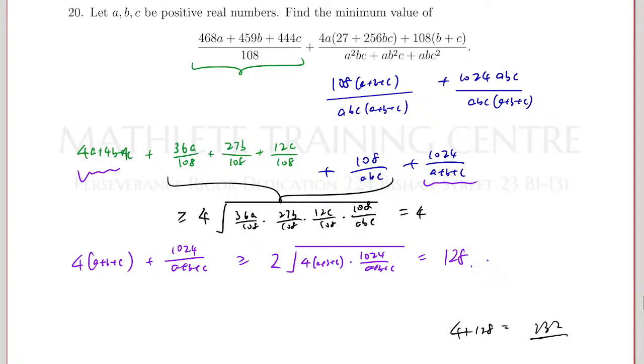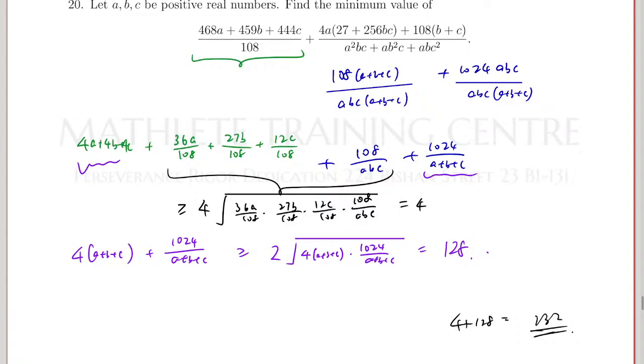Now, of course, if you're doing this during round 2, you need to do some extra checking. You need to check that the equality can happen. Equality for AM-GM happens when all of them are equal. If the first one, all of them are equal, then basically A to B is 3 to 4, A to C is 1 to 3, so like that, 3, 4, 9.